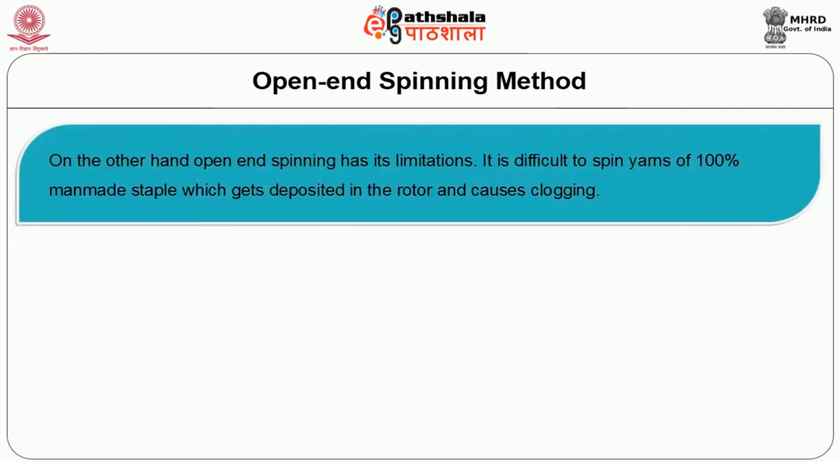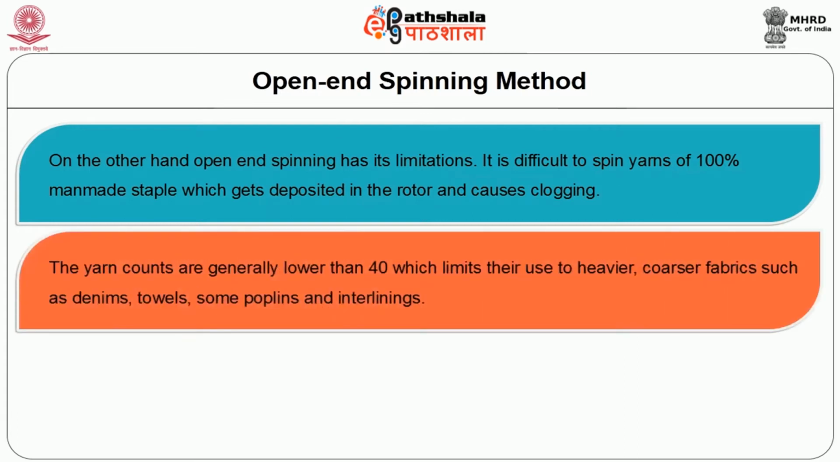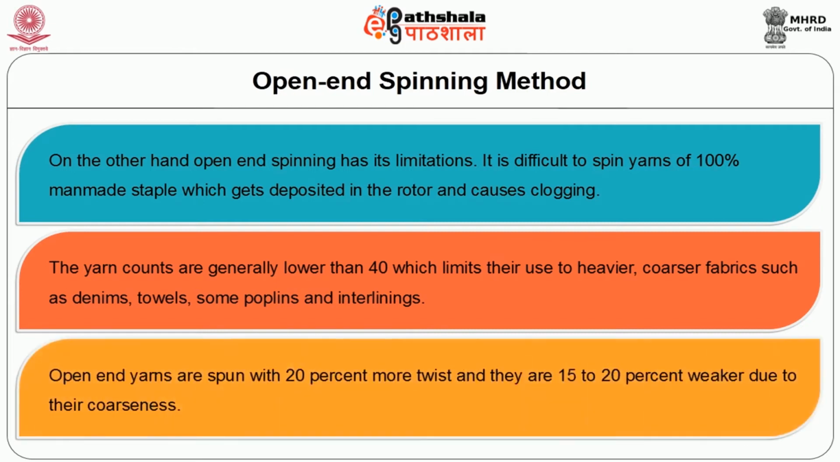On the other hand, open-end spinning has its limitations. It is difficult to spin yarns of 100% man-made staple, which gets deposited in the rotor and causes clogging. The yarn counts are generally lower than 40, which limits their use to heavier, coarser fabrics such as denims, towels, some poplins and interlining. Open-end yarns are spun with 20% more twist and they are 15 to 20% weaker due to their coarseness.